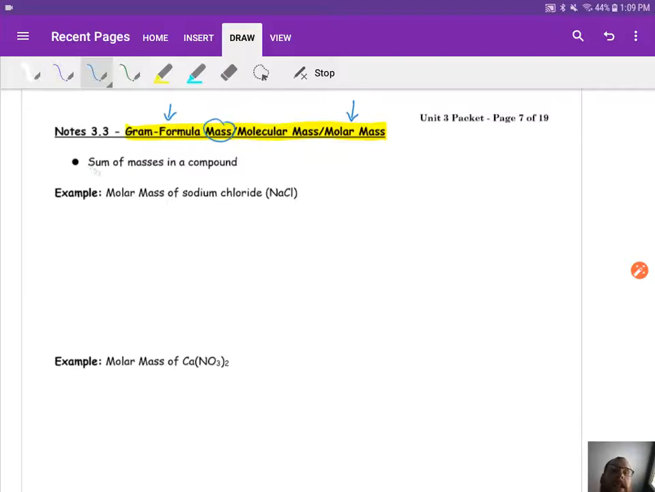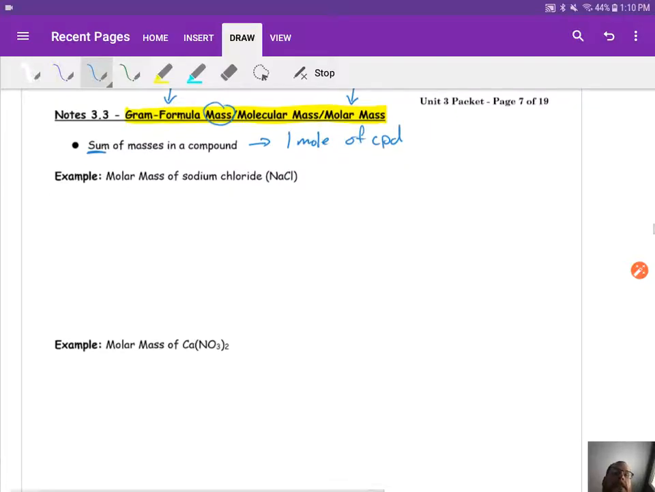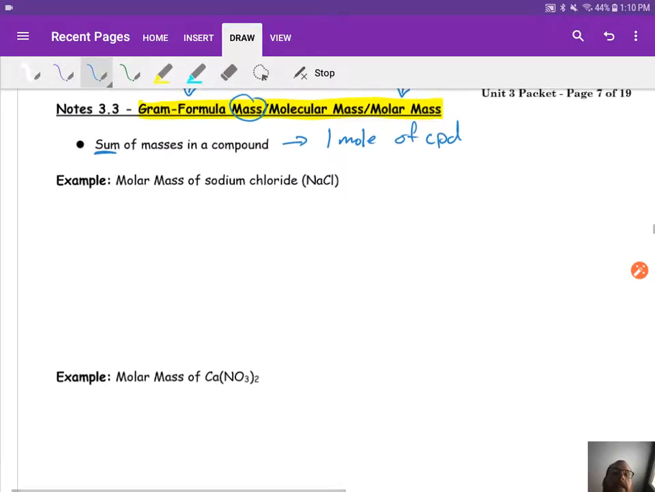So this is the sum of all the masses of every element in the compound, and we're talking about 1 mole of the compound. Hence molar mass. So if we just take a look at the molar mass of sodium chloride, NaCl.